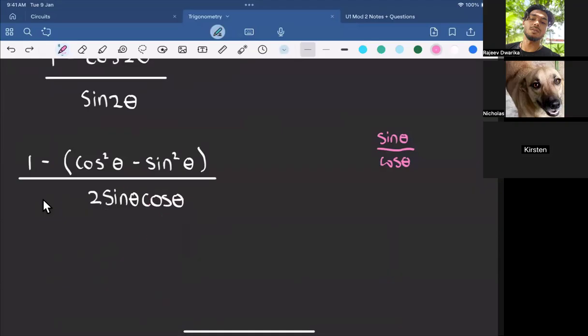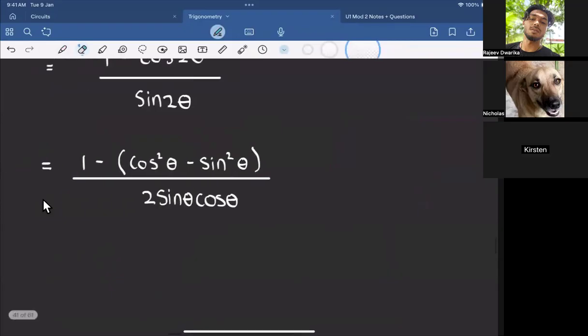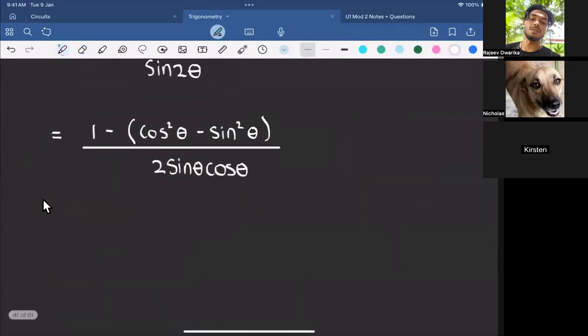So on top, look at something. You see any sine theta in the bottom? No. So whatever we do on top must work out so that it cancels off with the sine theta in the bottom. What would we need on top to cancel off with sine theta? Sine theta. So we need to write this expression in terms of sine squared theta.